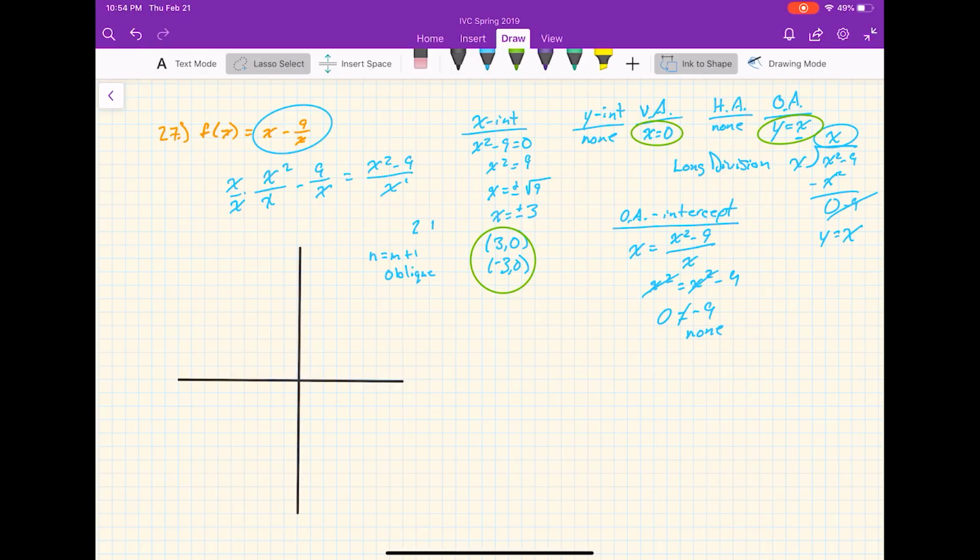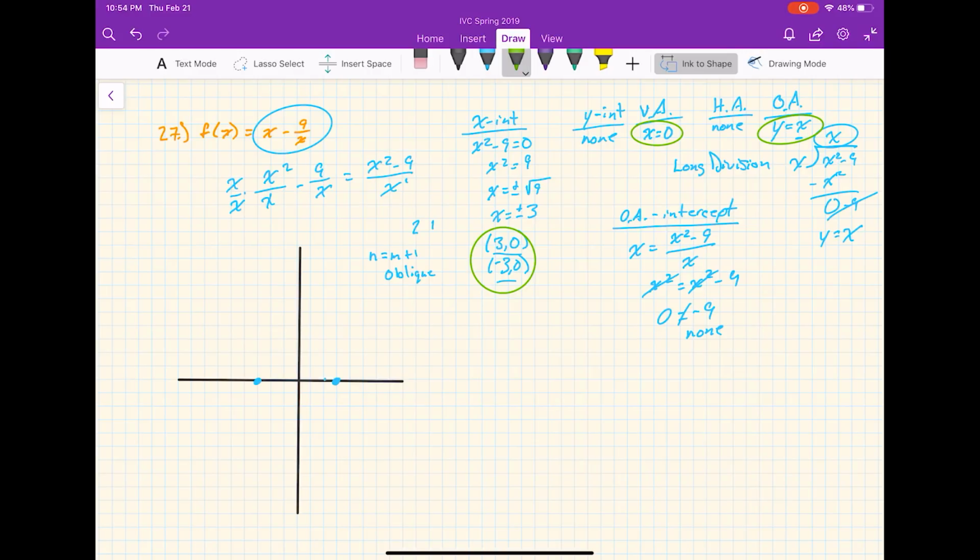First things first, let's start with our intercepts. Start with our 3, 0 and our negative 3, 0. So let's do this. This is the third one. There we go. So there's our intercepts. That's everything, because we don't have a y-intercept and we don't have an asymptote interception.